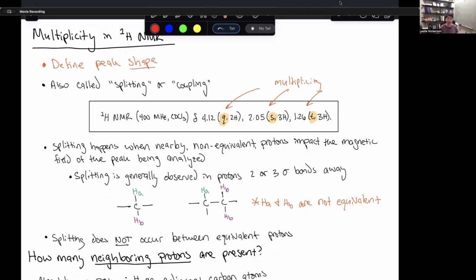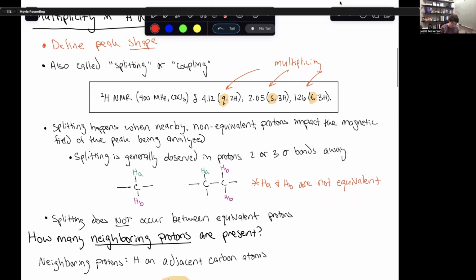But it's really looking at nearby protons acting as little magnets and changing the direction of the magnet of the little proton that you're looking at. So splitting is generally observed in protons that are 2 to 3 sigma bonds away from each other. In a situation like this would be 1 sigma bond, 2 sigma bonds. The most common you're going to see is the 1, 2, 3, where we're seeing three sigma bonds in between our coupling or splitting protons.